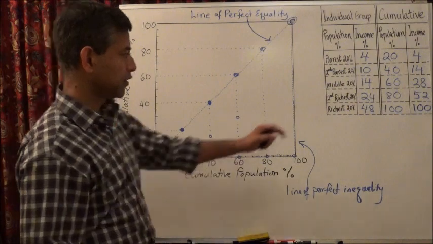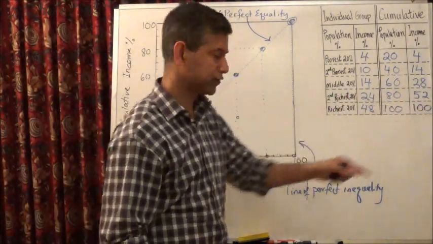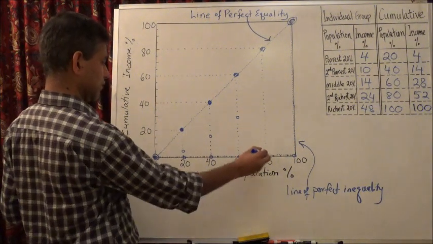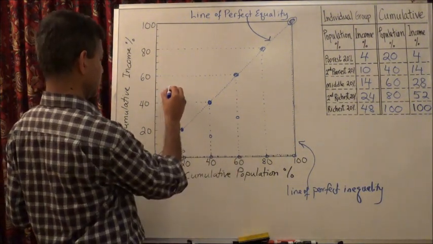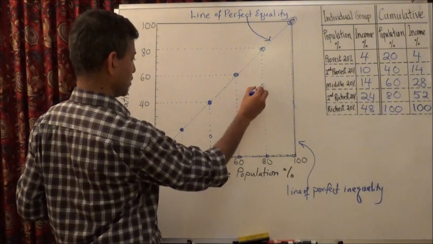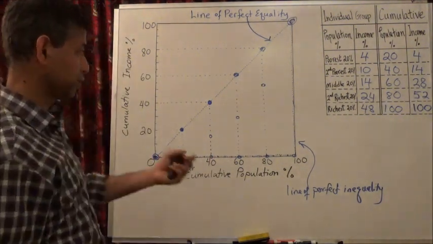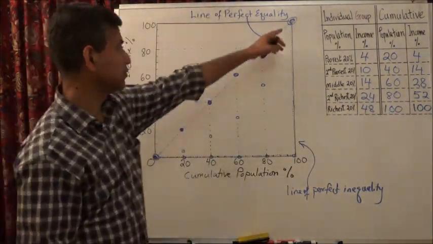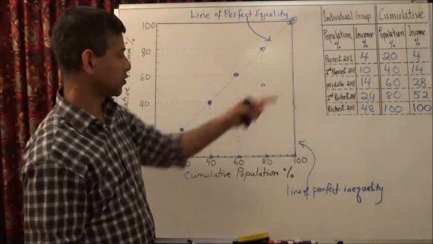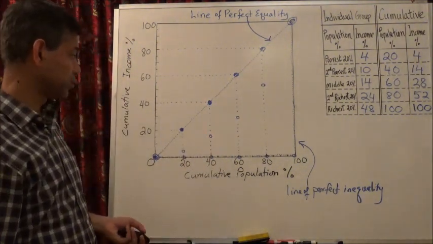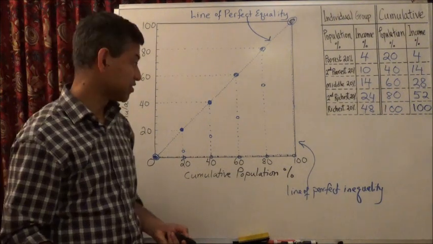And then 80% of the population accounting for 52% of the income. 80 is here, 52 is right about there. And then of course 100% of the population accounting for 100% of the income, and that's already there. So these are the in-between points, and then what remains is connecting these points.